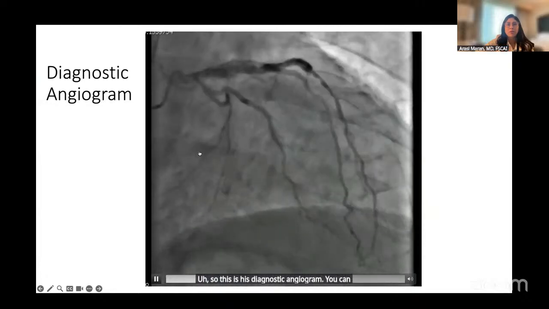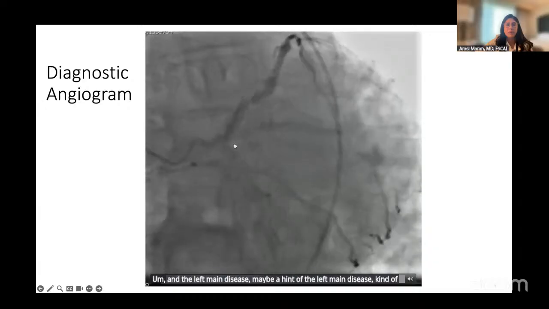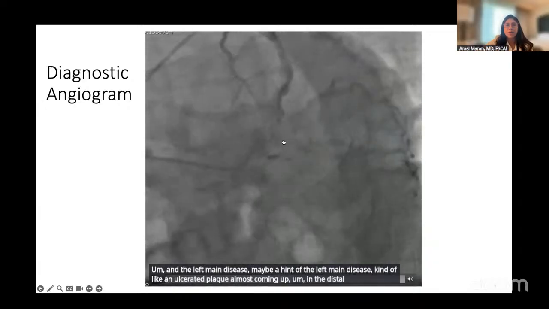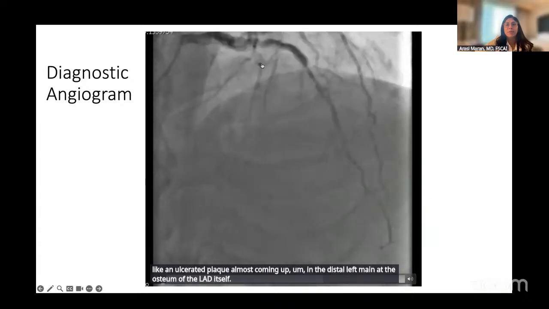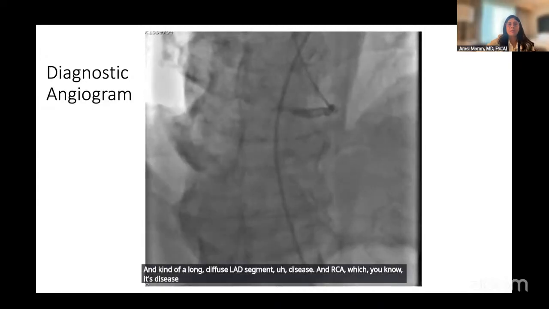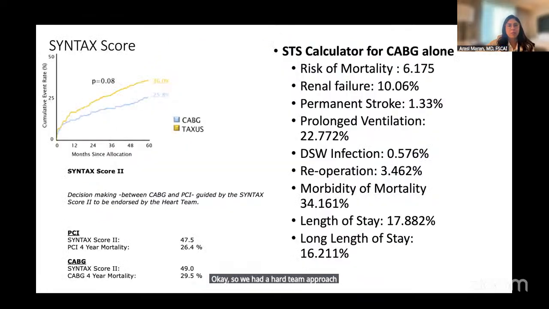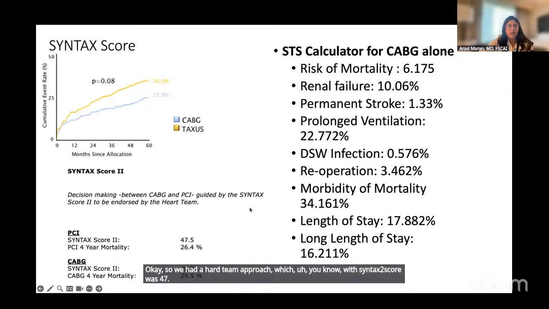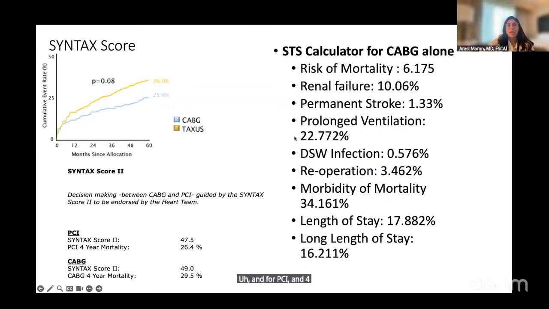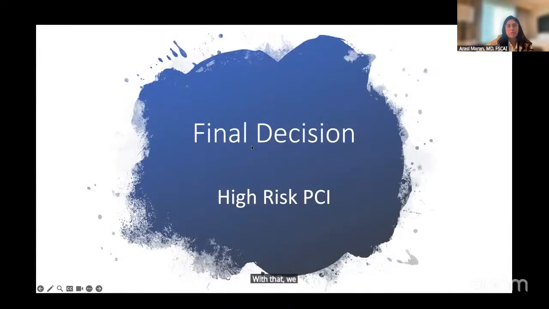So this is his diagnostic angiogram. You can see coronary calcium everywhere. There is maybe a hint of left main disease, an ulcerated plaque coming up in the distal left main at the ostium of the LAD, and long diffuse LAD segment disease. The RCA has disease, but not as bad as the left system. We had a heart team approach. His SYNTAX 2 score was 47 for PCI and 49 for CABG, and his risk of mortality with CABG was 6.17, with long length of stay, morbidity and mortality of 34%, and reoperation and prolonged ventilation of 22.7%. With that, we decided to go with high risk PCI.